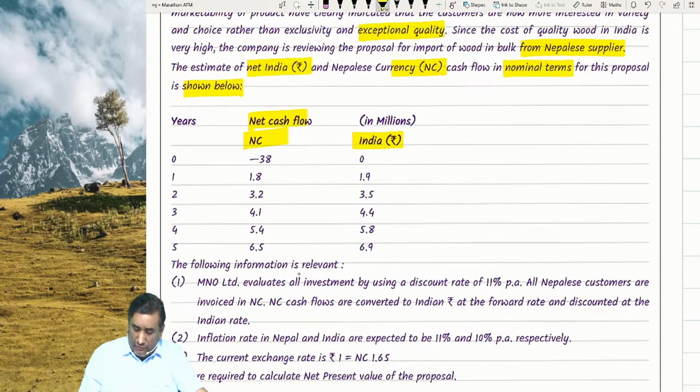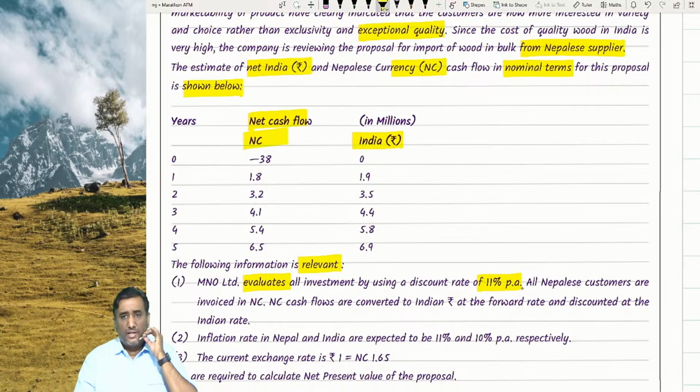The following information is relevant to you. MNO evaluates all investments using a discount rate of what? 11%. Now you do not have to challenge. It means cash flows are nominal and this discount rate is also nominal. That's it. There is no scope left now. He is saying discount by 11%, you discount by 11%.